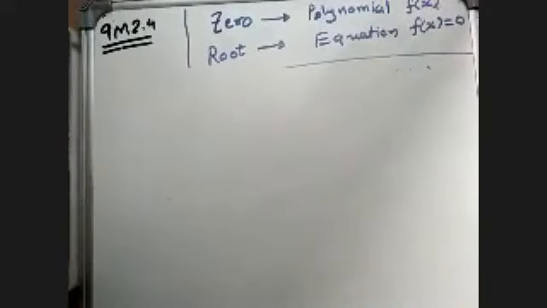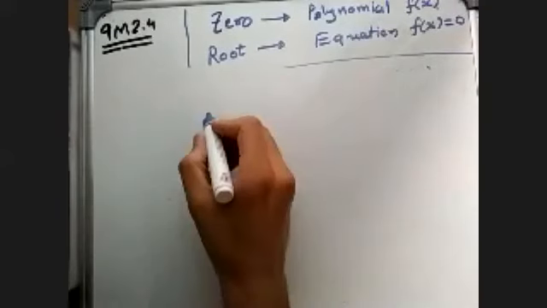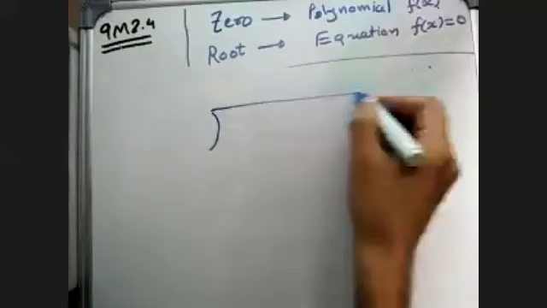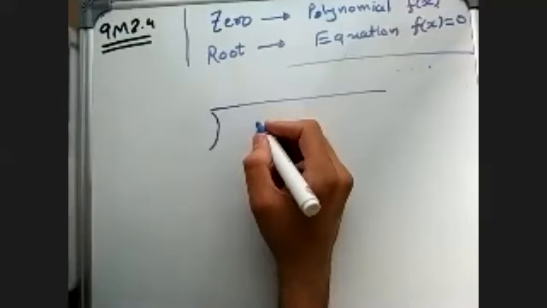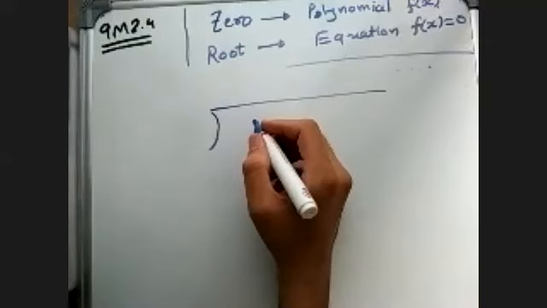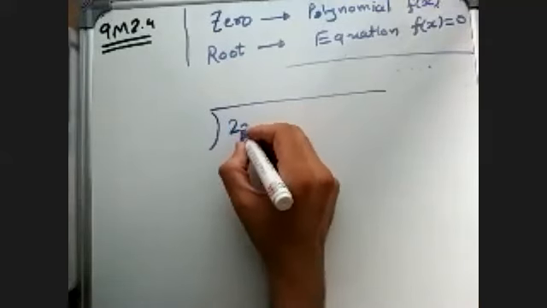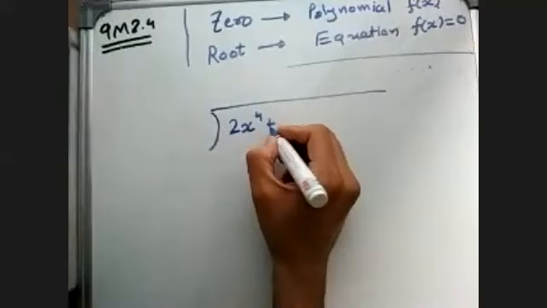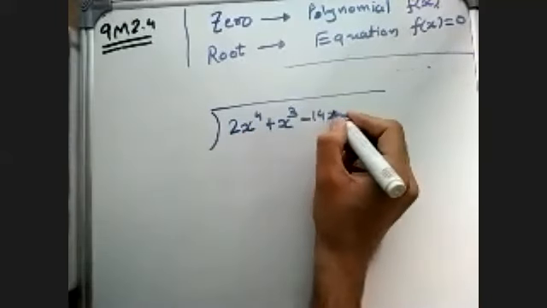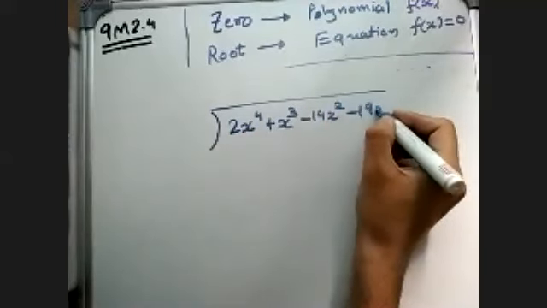So now let us divide. Now let us use the long division method. So here we have to divide 2x to the power 4 plus x cube minus 14x square minus 19x minus 6.